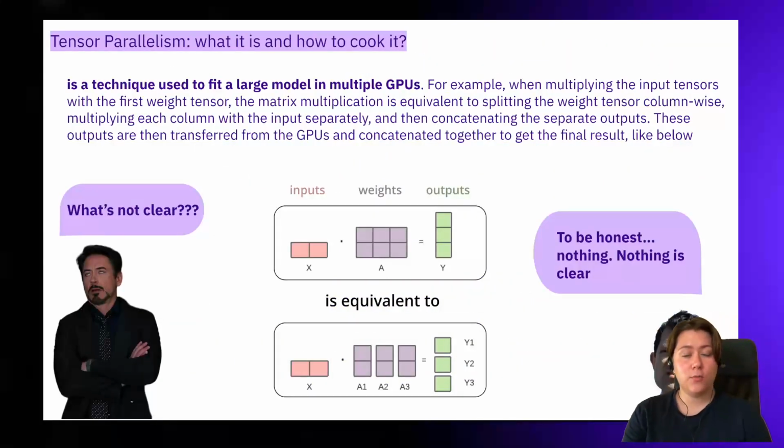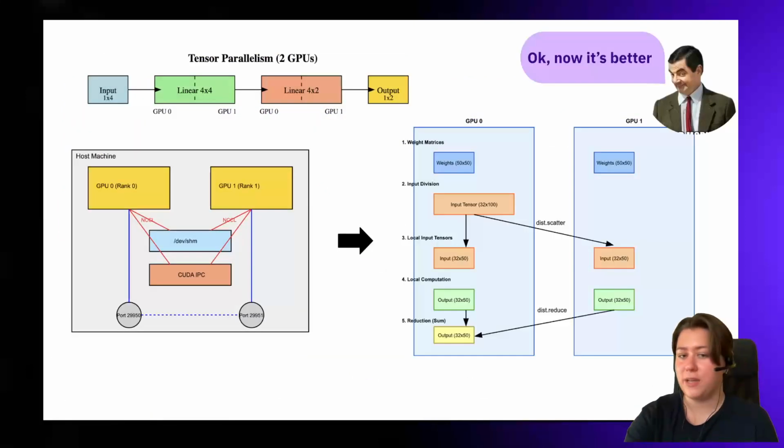And one of the things that TGI handles in this way is tensor parallelism. So that's what I actually just explained to you. It's a technique to fit your large models into multiple GPUs and make sure that you're still quick enough to process the requests. If you don't understand anything from this picture, that's fine, because me neither.